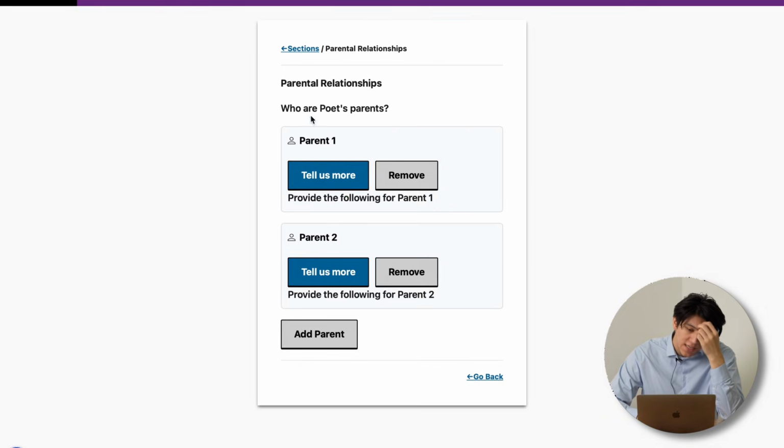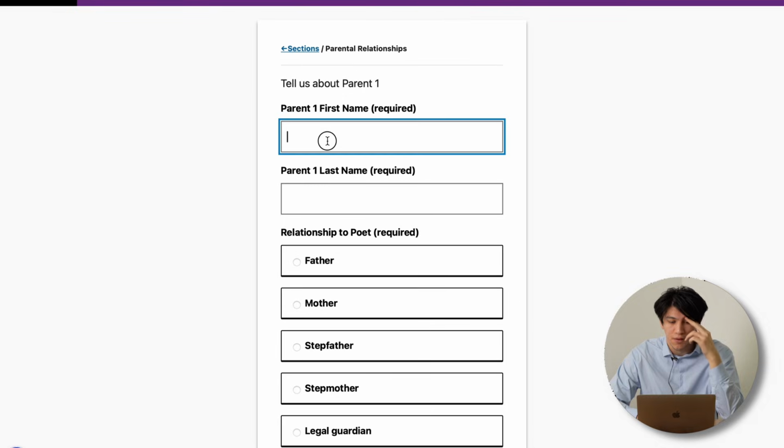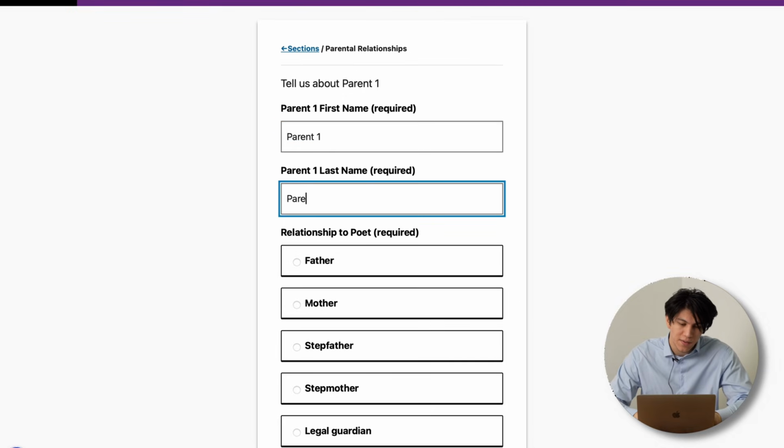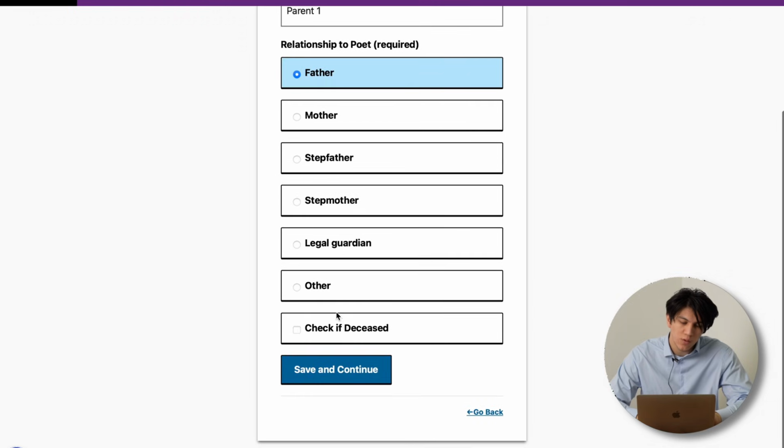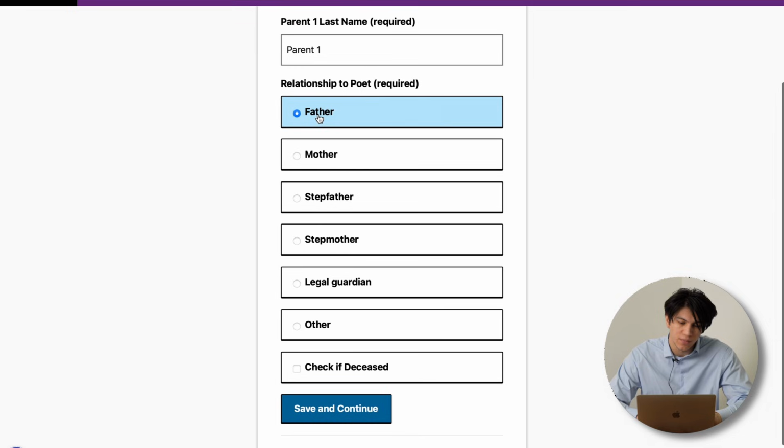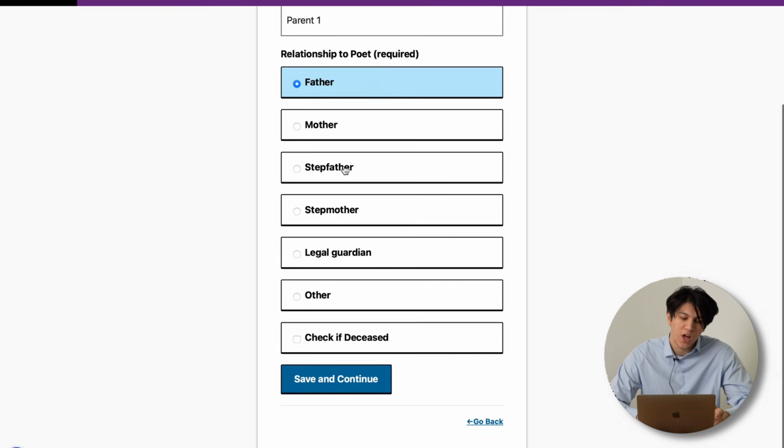So now they're asking about parents. Who are your parents? My parents' first name is parent 1, last name is parent 1, 2. Okay. Father, in this one, okay, let's go through each of them. Father, you know, it's a biological father who gave birth to you. Simply a male one. Mother is a biological mother who gave birth to you. Stepfather is the one who is not your biological father, not your biological mother.